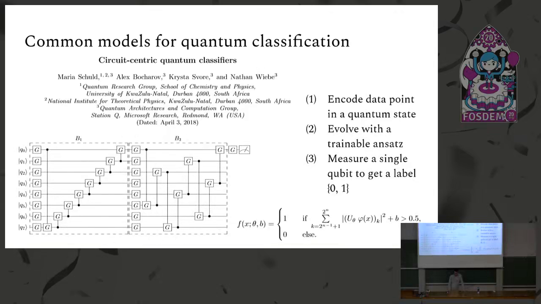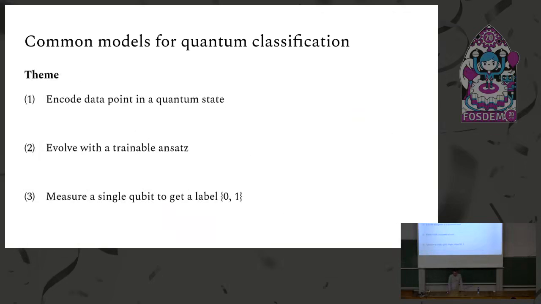And again, it's these 3 points. This is the ansatz that they consider in this paper, and in most papers, a lot of people are focusing on the ansatzes, and not so much the first point of the data encoding. And that's what we're going to look at here. So here's the 3 points again. This is the one that we're going to focus on.